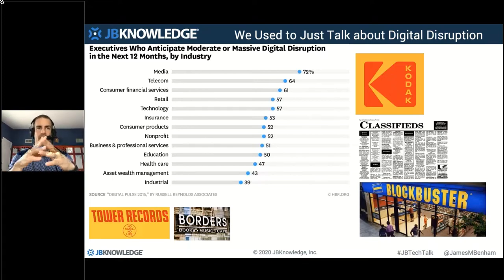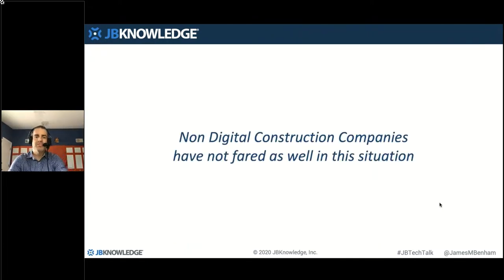We have to be aware that we can be agents of change or we can be the receivers of change. And generally being the receiver of change means you get either drastically reduced in size or put out of business. There's only one Blockbuster left in the United States that rents videos. There used to be thousands. People still watch video content, just not with them. So non-digital construction companies have not fared as well in the current situation. Why? Well, working remotely is a lot harder when all of your tools are on-premise. If all of your stuff's in paper, then it presents a really big challenge.